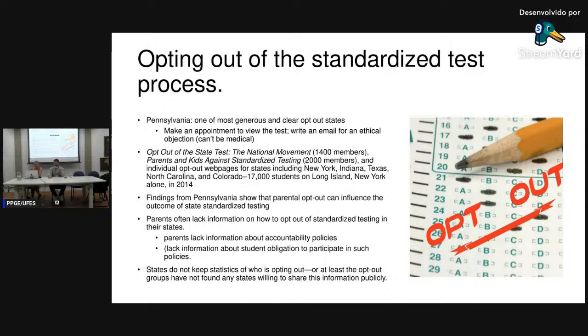So parents can choose to not have their children take exams because remember the exams are about the school, and it really has little bearing on what happens to the students themselves.